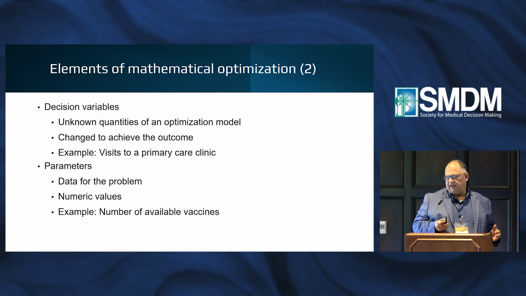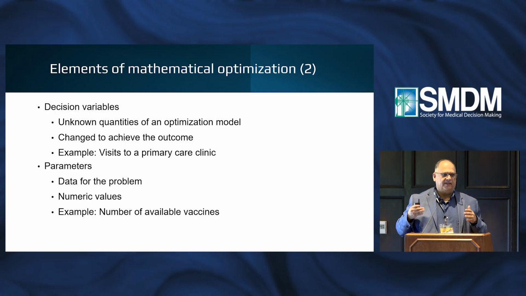Then there are the decision variables. These are the unknown quantities. These are the things that we change in the model in order to achieve the outcome. So it might be the number of visits to a primary care clinic. And then the parameters are the actual data for the problem. These are the numerical values. It could be something like the number of available vaccines.